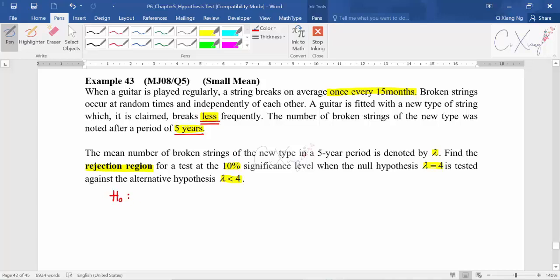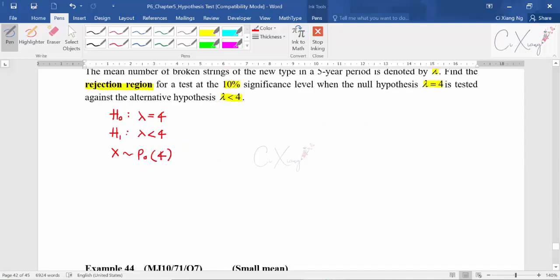We can start here. For the null hypothesis, lambda is equal to 4. Alternative hypothesis, lambda is smaller than 4. And I know that it is Poisson distributed with mean 4 for 5 years. Now, to get the rejection region, I will draw a diagram to help me visualize it. This is 0, this is the number of x. X can start from 0 until infinity for Poisson distribution.